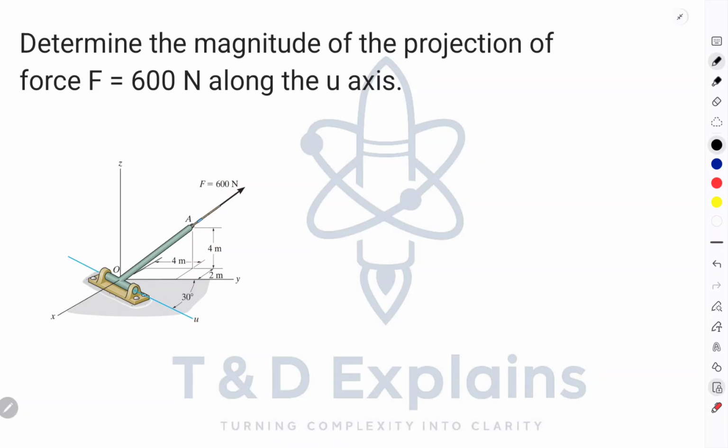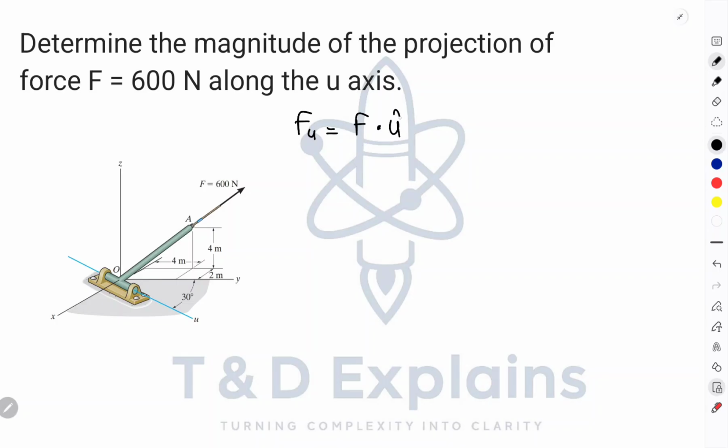Now let's start with the question. It says determine the magnitude of the projection of the force F equals 600 Newton along the U axis. To do that, you are going to use the dot product. It's a scalar projection. So F along the U axis is going to be equal to F dot U. It does not matter how you arrange them.